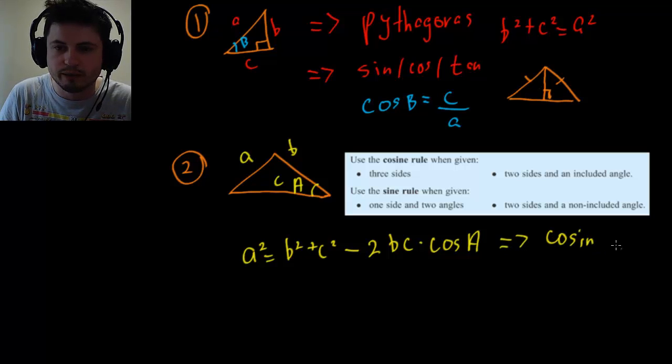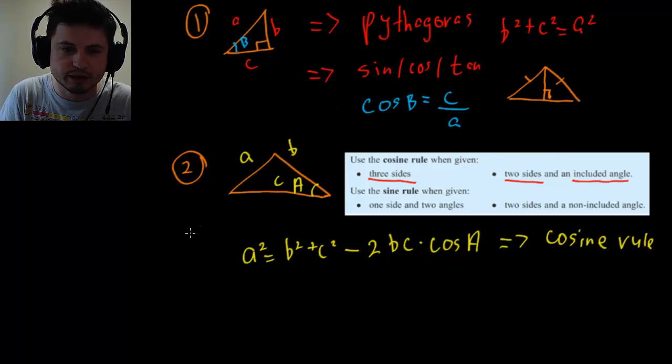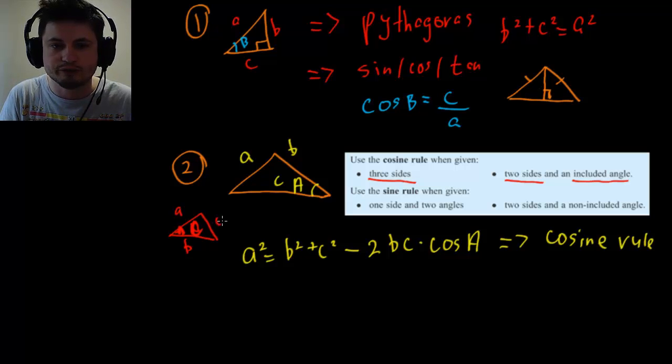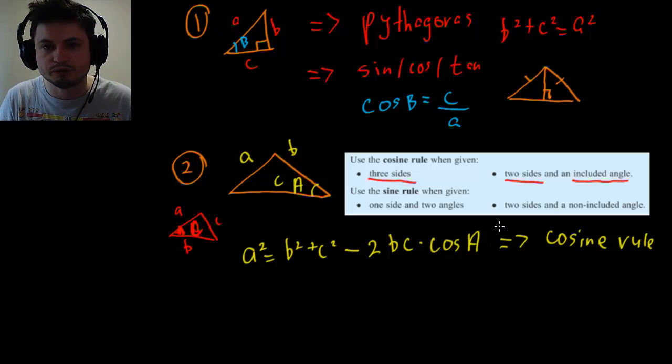So if you have three sides, or if you have two sides and an included angle. In other words, if you have a situation where it looks like this, you have two sides, A and B, and you have the angle between them. It should probably be angle C. If you have angle C between them, and then this would be the length C, and you're trying to find C, then this is when you would use the cosine rule.